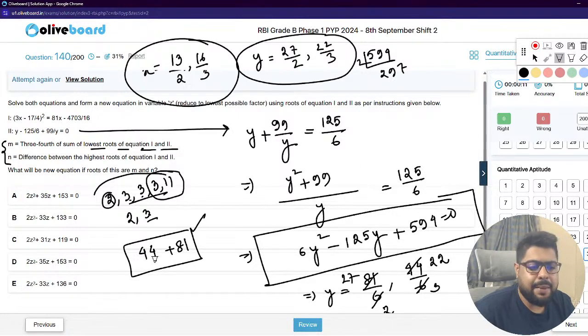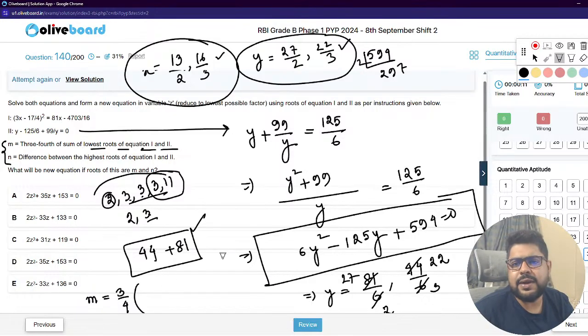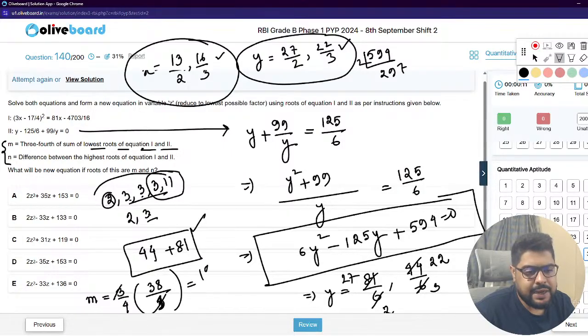Achha. M is what sir? M is 3/4 of the smaller roots of both the equations, sum. So smaller root is sir definitely this one here and sir this one here. Yes sir. So 16 by 3 and 22 by 3. 16 plus 22 is how much sir? 16, 18 plus 20, 38 by 3. Sorry, 38 by 2. So this is 19 by 2 sir.